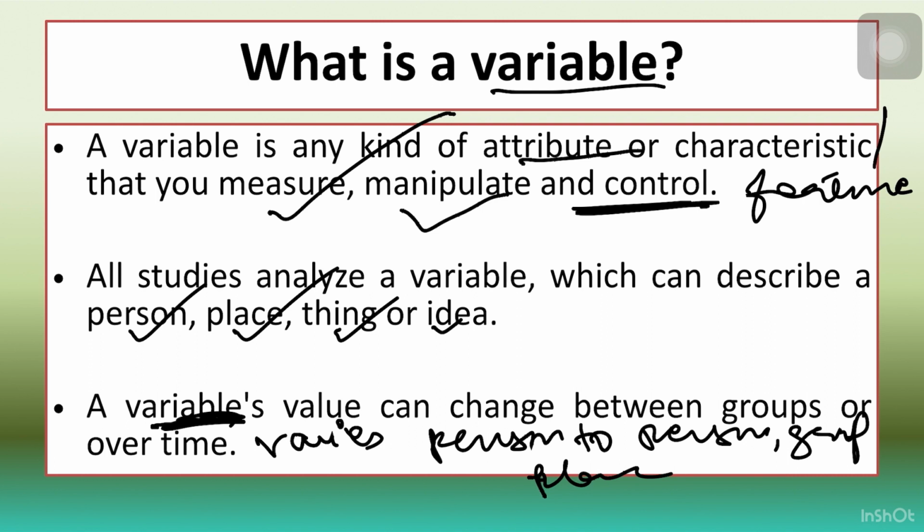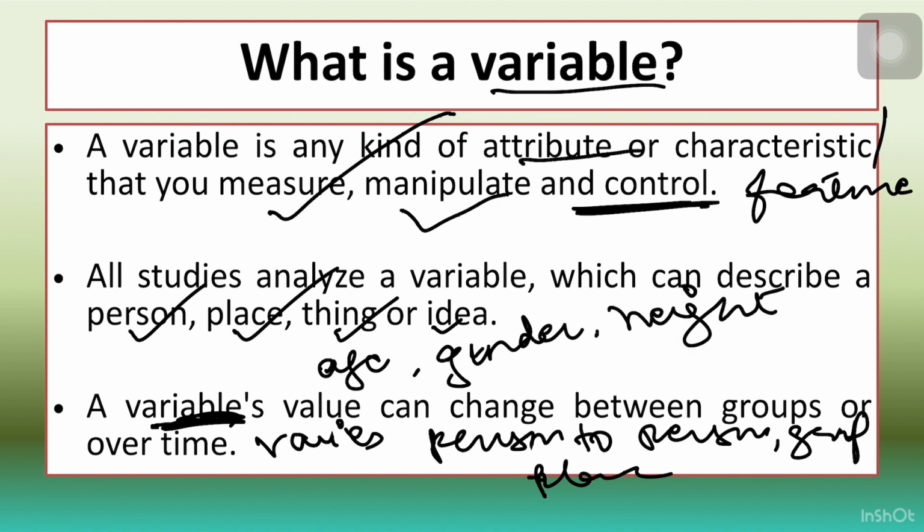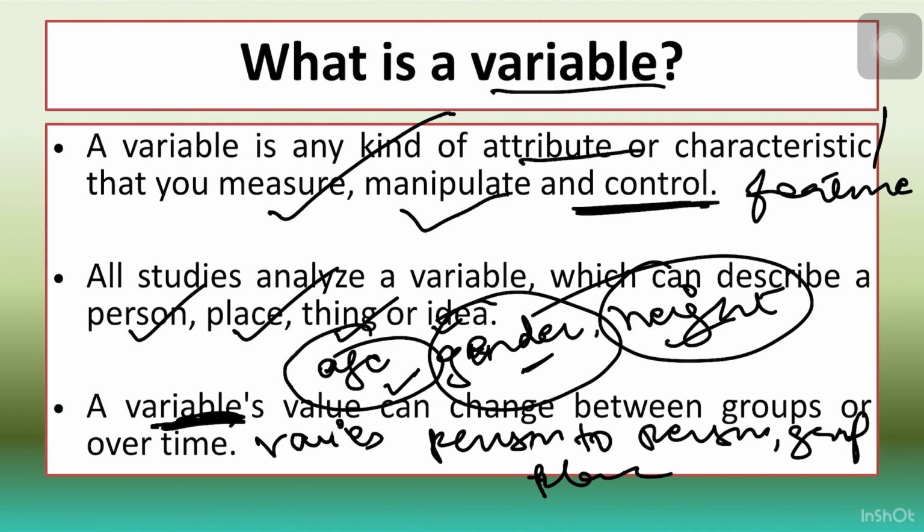Right? Now if I have to take an example of a variable, say I have certain respondents. I have to measure their age, I have to see their gender, their height. So I can measure these attributes, these features of my respondents. So these are the variables of my study. This is the meaning of variable, right?